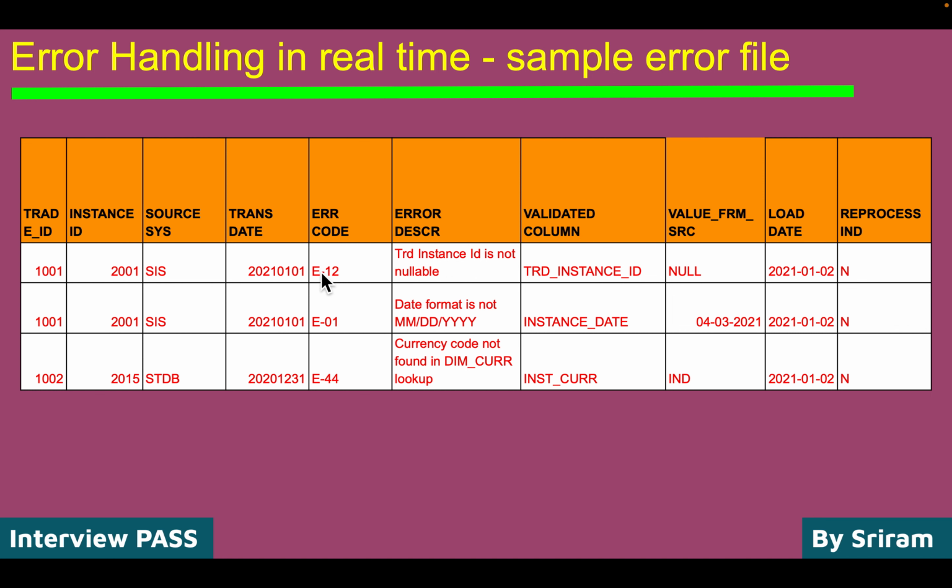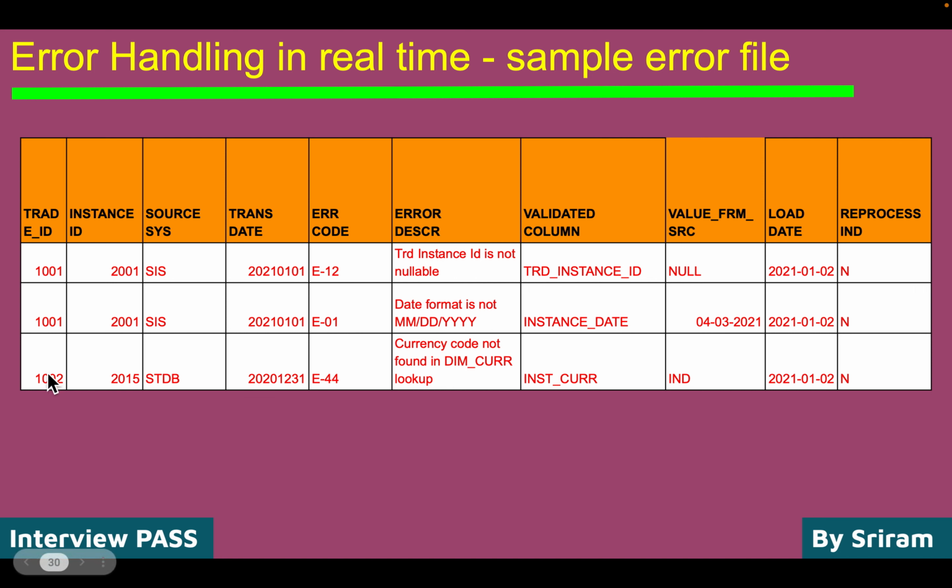Error code is E12. What was E12? Trade instance ID is not nullable. Trade instance ID is one of the columns for which you sent a null value from source. Load date is this one, and the reprocess indicator is N, which means this is a new error that will be sent to the source system. I have another trade ID. I forgot to change it, or I think the same trade has multiple errors. One is E12 and the second one is E01. The date format is expected in this format, whereas in the instance date column we are getting 04032021, so that is an error here. For the same trade we have two errors.